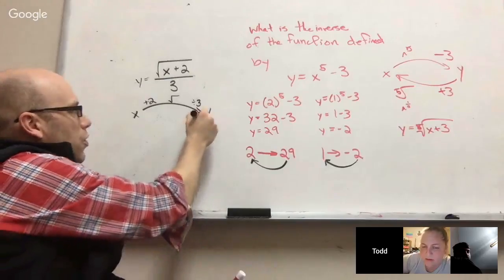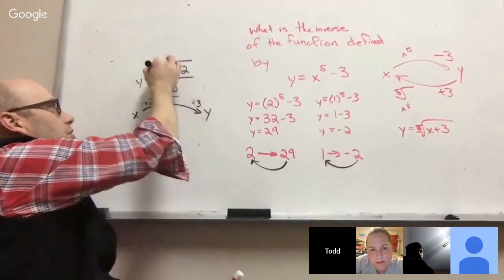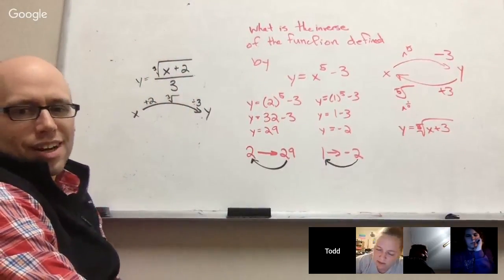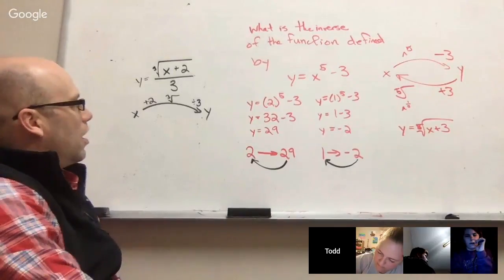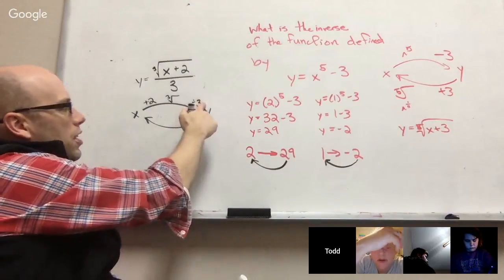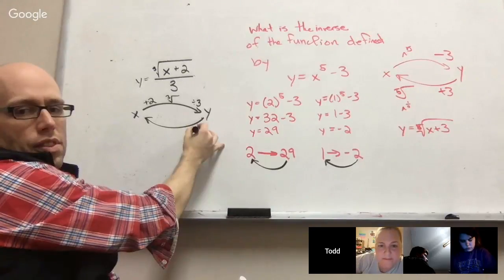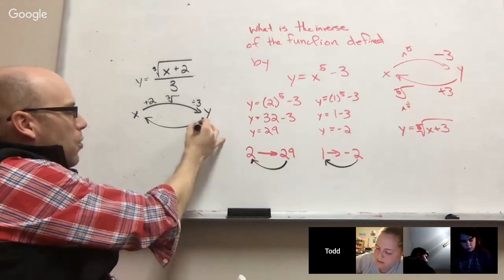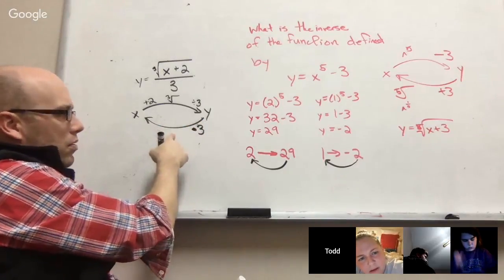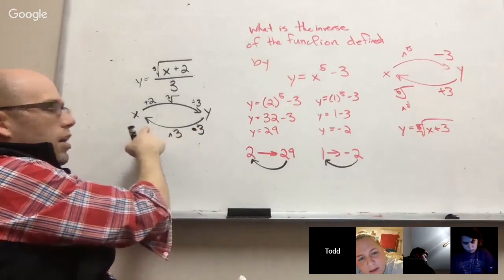So if we want to undo them, can I just avoid problems here by making this a cube root? Because it'll make my life a lot easier. Oh, yeah. All right. So if we go this way, how do we undo these operations? Multiply by 3. And then what? Raise to the third power. That's right. And then what?